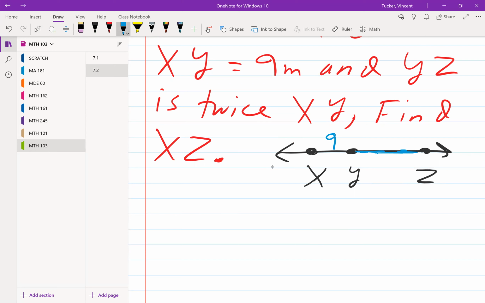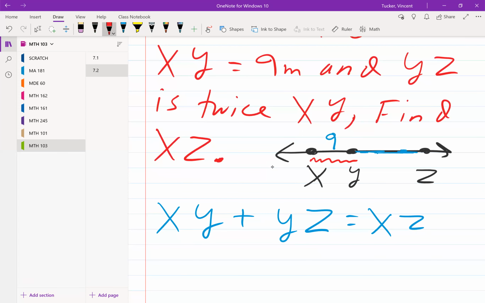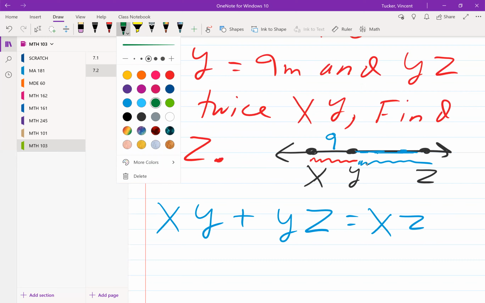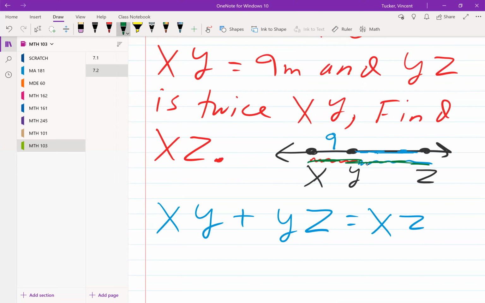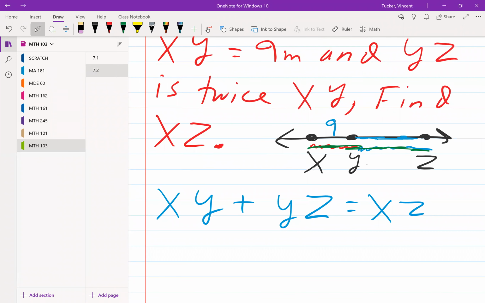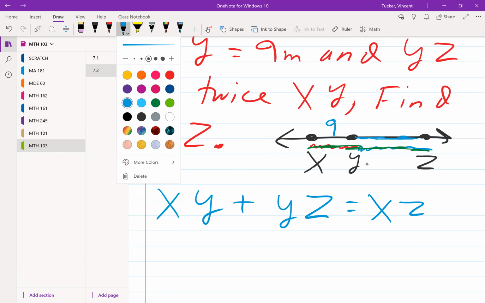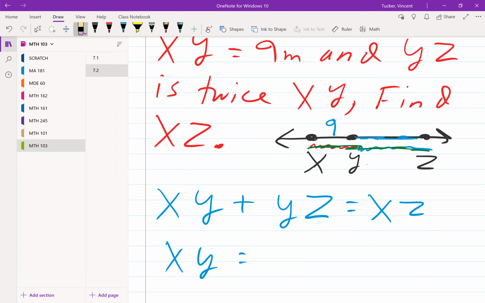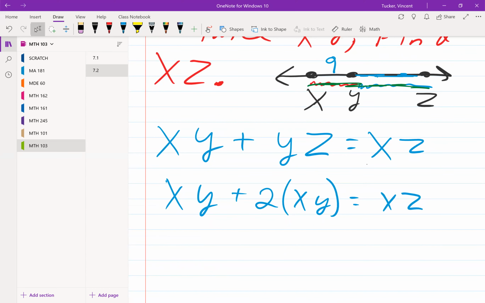All right. If we look at this whole segment, we have XY plus YZ is equal to XZ, right? We have this segment right here of XY. If you were to add that to YZ, then you have the whole segment of XZ. All right. So we know the relationship between YZ and XY. If we look at XY, we have XY here, and YZ is 2 times XY. It says that YZ is twice XY.